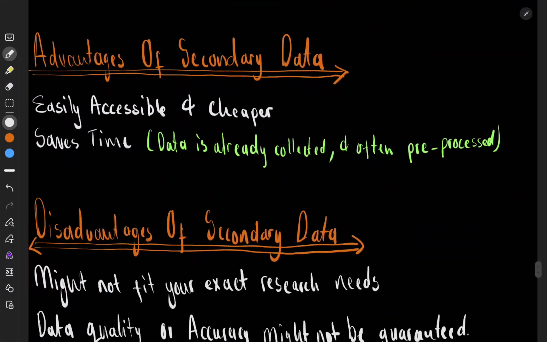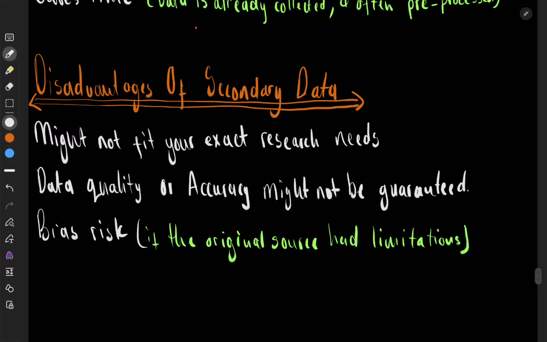Now, what are the advantages? Why would we ever do that? Why would you ever go and get data that the government has collected and not you, and try to use it for your research? It's cheaper and less time consuming, it saves time, okay, because data is already collected. Now, the disadvantage is although it's cheaper, it might not fit your exact research, okay? And also, the quality or accuracy of data may not be guaranteed, and there is a risk of bias where this secondary data is leaning towards one idea because it was not collected for a specific research. So there's a chance of bias, and the quality is not trustworthy, and it might not fit your studies.